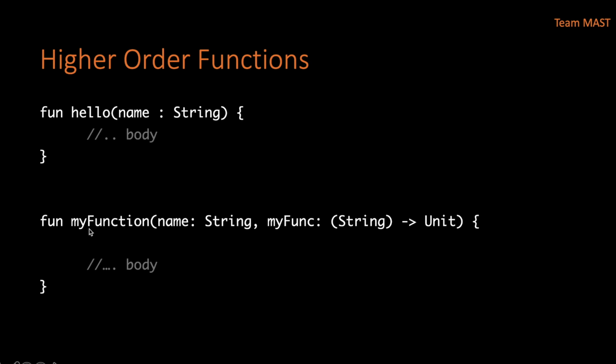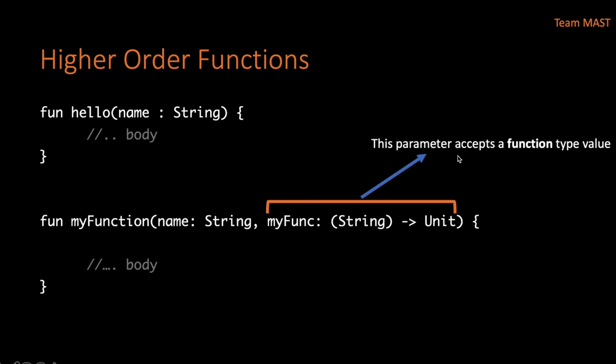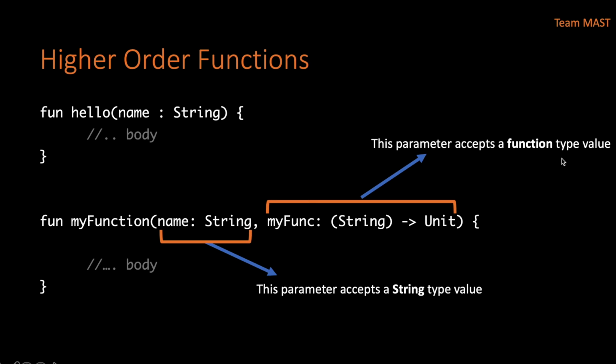And now we have another function, fun myFunction, which also accepts one parameter of type string, and it also accepts another parameter which accepts a function type value. The first parameter accepts a string type value and the second parameter accepts a function type value. Let me explain this to you. This is the name of the parameter, which is myFunc in this case. And then we have a colon, which tells me which type of value this parameter takes.